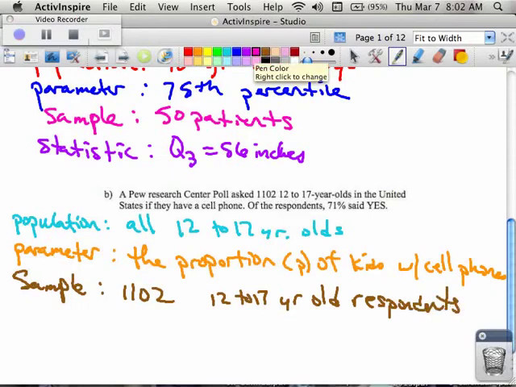And then the last one is the statistic, which is probably the easiest one to find. That's the p hat, or the proportion of 0.71. Should we write it as a decimal? Yes, if you're using the letter P, use a decimal. Remember, only use percentages if they ask for percentages. Otherwise, use the decimal representation.